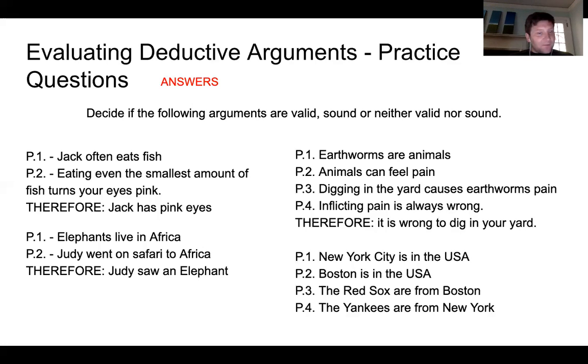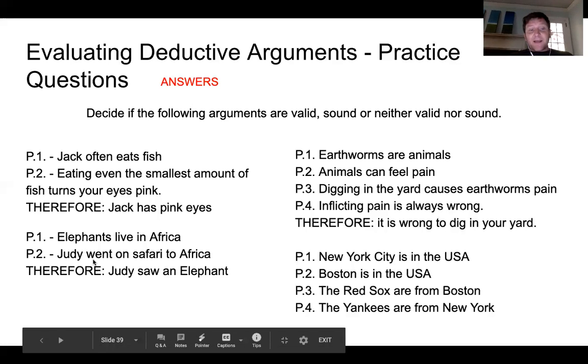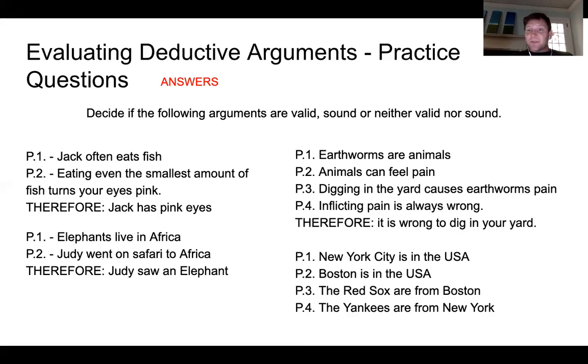So it's not valid. Because it's not valid, it can't be sound. These premises, we might actually say, are true, right? If Judy did go to Africa, then these are true premises. But there's nothing that guarantees the truth of the conclusion, so it can't be valid, in which case it cannot be sound. Okay. Third example, premise 1, earthworms are animals.